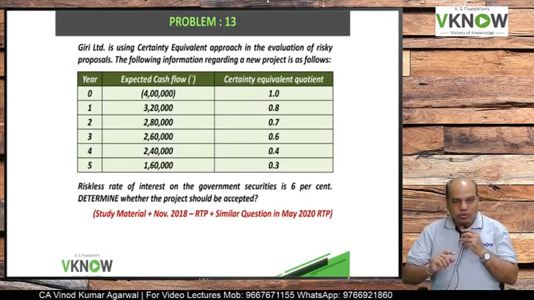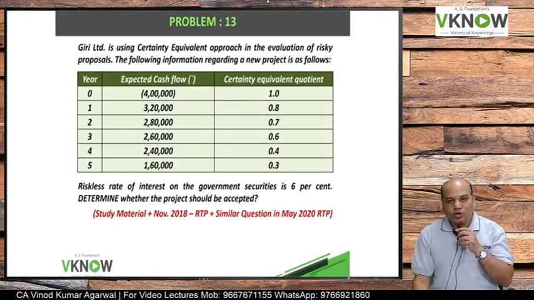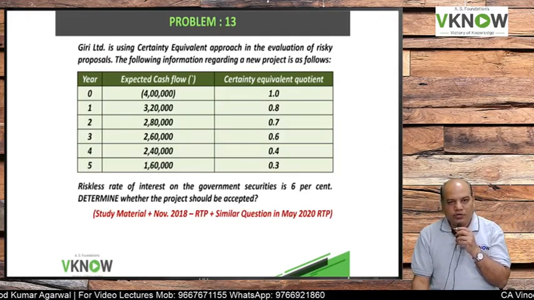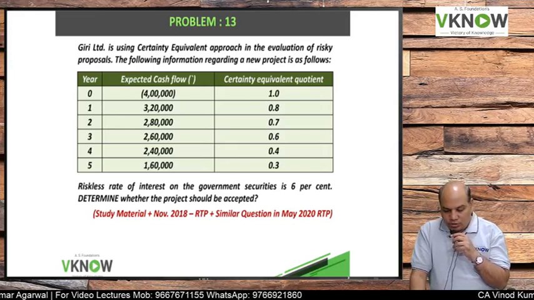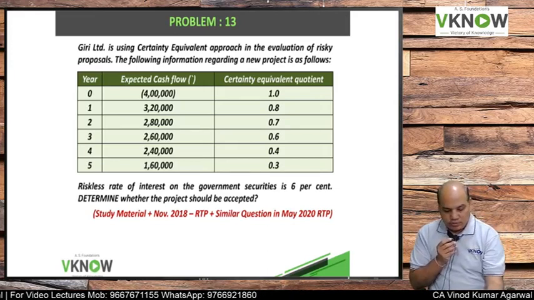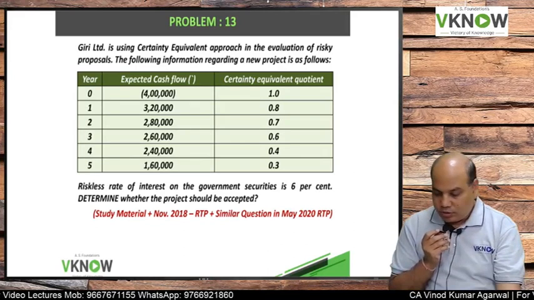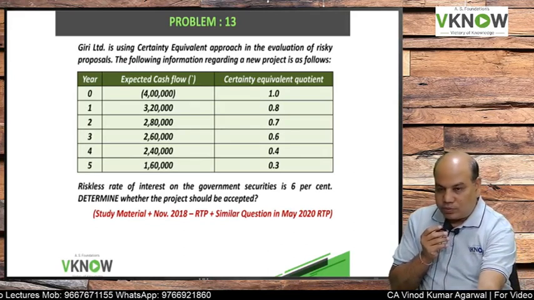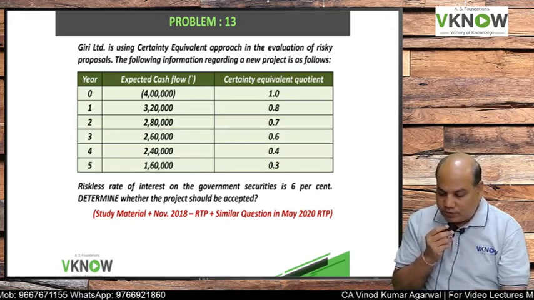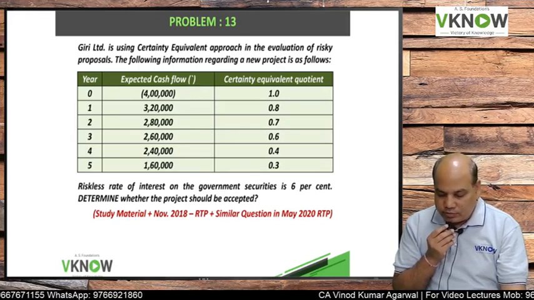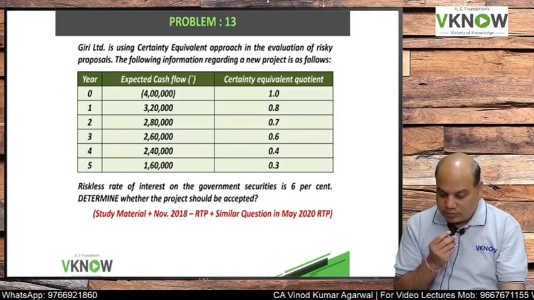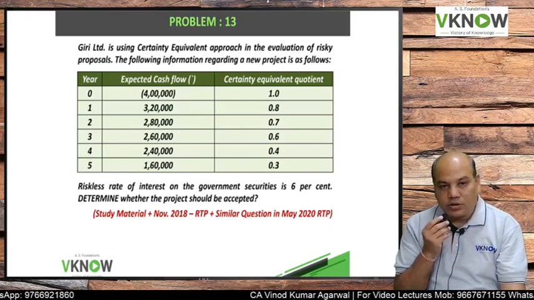One practice we will do on certainty equivalent coefficient. This will revise your certainty equivalent coefficient. Question number 13, Geary Limited. Geary is using the certainty equivalent approach in the evaluation of a risky proposal. The following information is given: Year 0, 1, 2, 3, 4, 5, cash flow, CE. Riskless rate of interest on government security is 6%.